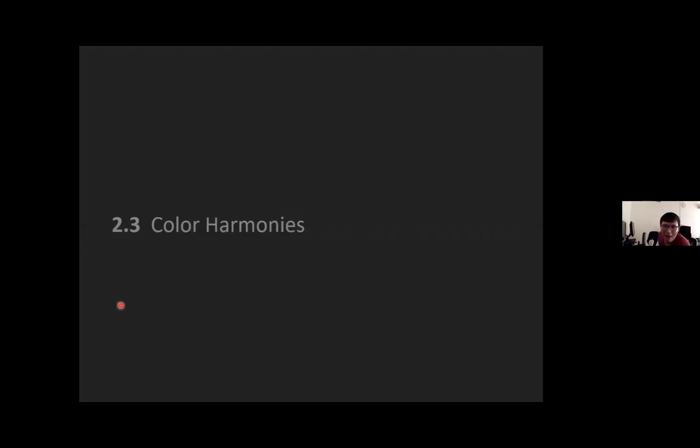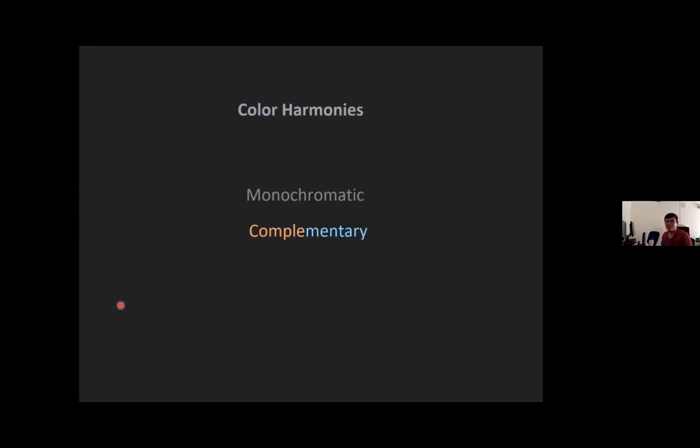2.3, color harmonies. Not only do certain colors give us certain emotions, we also need to combine colors to give a certain impact. That is where color harmonies come from. First of all, there is monochromatic. Second, there is complementary. Third, there is analogous. And fourth, there is triadic. I know it doesn't make sense to you right now, so I put some colors in the text. Now let's dive into more pictures.